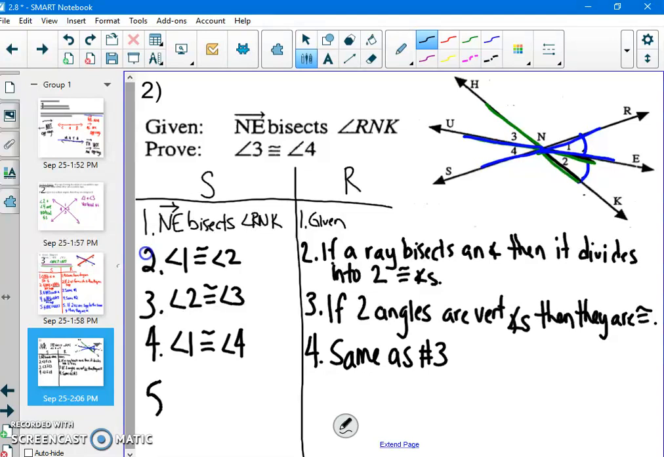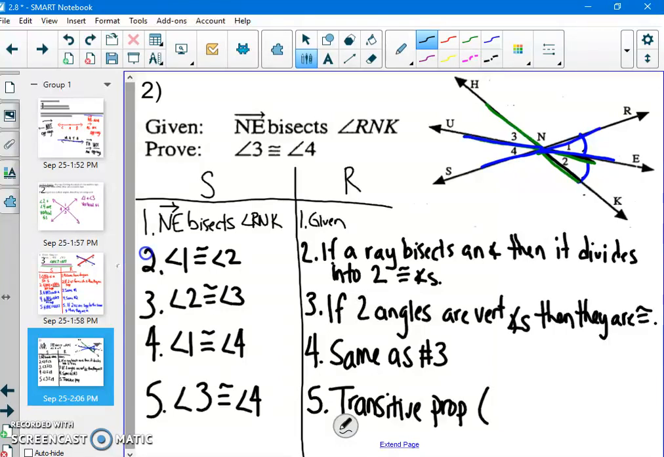And finally, angle 3 is congruent to angle 4 by the transitive property shown in steps 2, 3, and 4. So if 1 is congruent to 2, and 1 is also congruent to 4, that means 2 is congruent to 4. And then if 2 is congruent to 3, and 2 is congruent to 4, then that means 3 is congruent to 4.